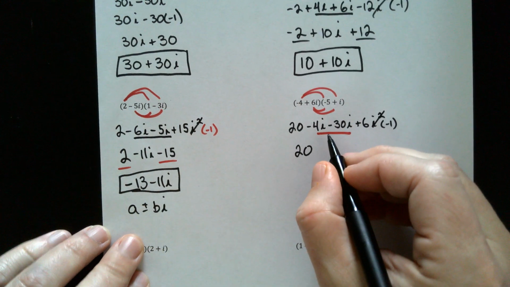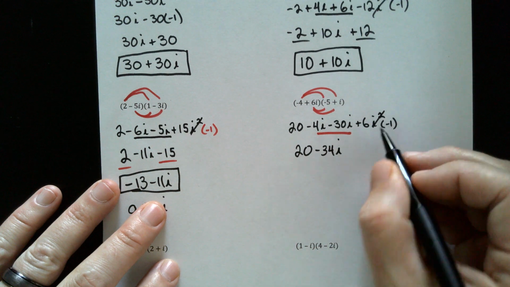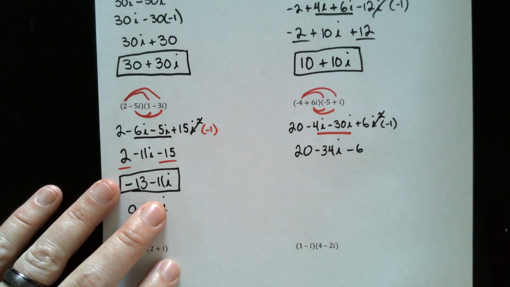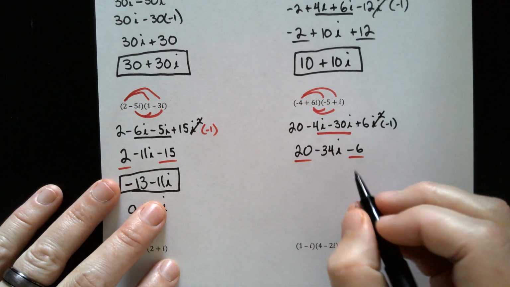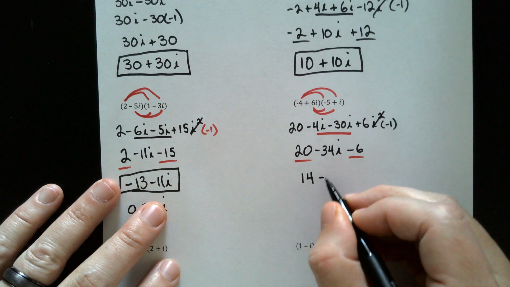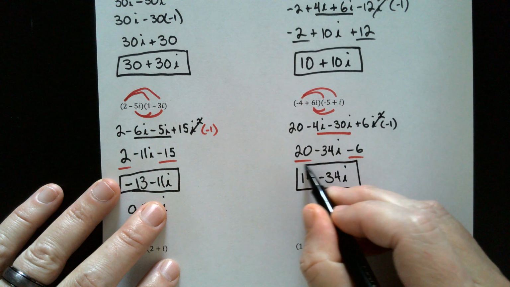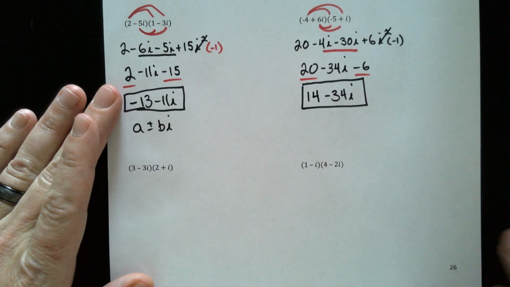Okay, combine these two and multiply that 6 times the negative 1, so we get 20. These are both negative, so add and keep the sign, so negative 34i. 6 times negative 1 is negative 6. Okay, and then we'll again combine like terms. 20 minus 6, 14. Remember to write the term that doesn't have the i in it first, minus 34i. So 14 minus 34i.